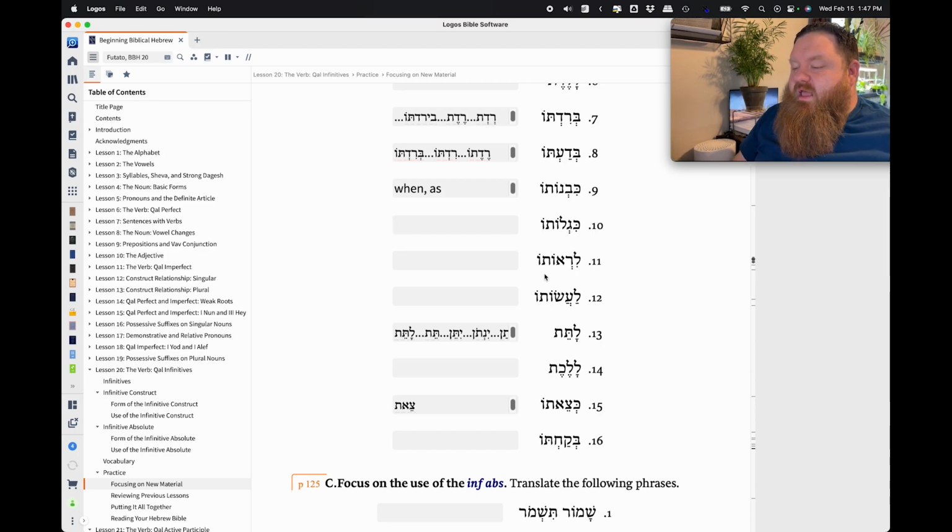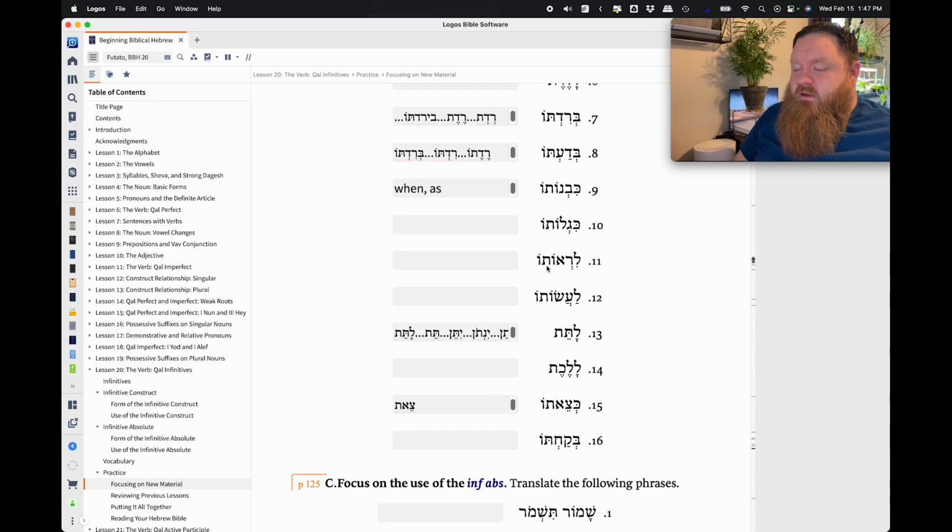Number 11, we've got liroto. Liroto is, again, this oto ending. That's going to be, I shouldn't say oto because it won't always be 3ms suffix, but you see that ot in there, and that ot, again, is indicative of a third hey verb. So if we take off the holem vav tav, replace it with a hey, we get ra'ah. Ra'ah is he read in the 3ms Qal perfect.